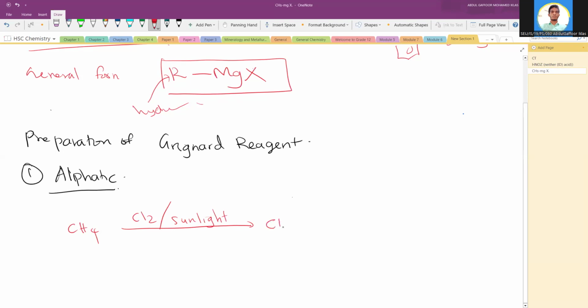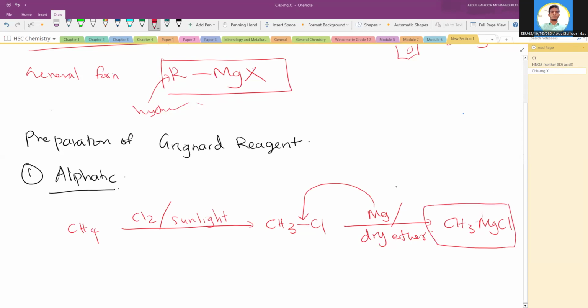It will produce CH3Cl first. And then if you put magnesium and dry ether, this magnesium will come and be inserted in between CH3 and chlorine. So it will produce CH3MgCl. So this is our aliphatic Grignard reagent. We start with methane gas, put Cl2 in the presence of sunlight, and it produces CH3Cl.